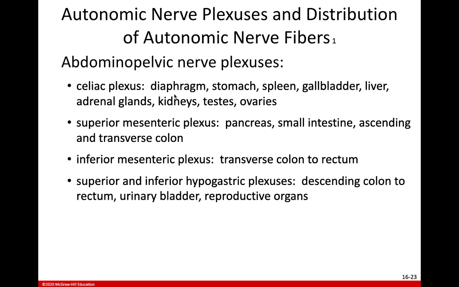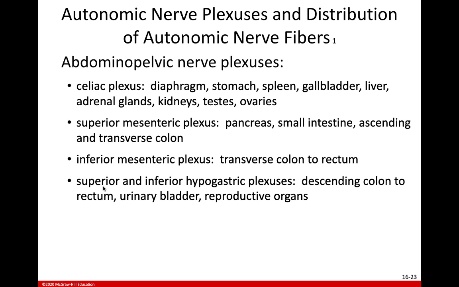And there are several abdominopelvic nerve plexuses. You don't have to know the names of these, but you can see there are about 4 of them, and you can see the different organs that are being innervated by these abdominopelvic plexuses. The celiac plexus is innervating things like the diaphragm, the stomach, the liver, the kidneys. The superior mesenteric plexus is innervating small intestine, colon, pancreas. The inferior mesenteric plexus is innervating the lower portion of the large intestine, the colon and the rectum.